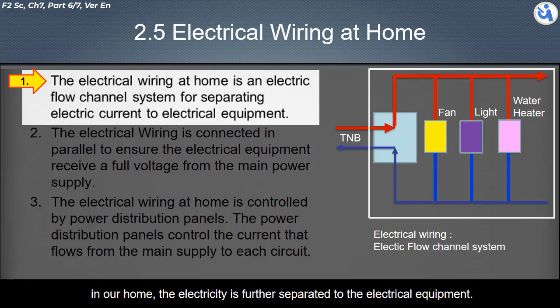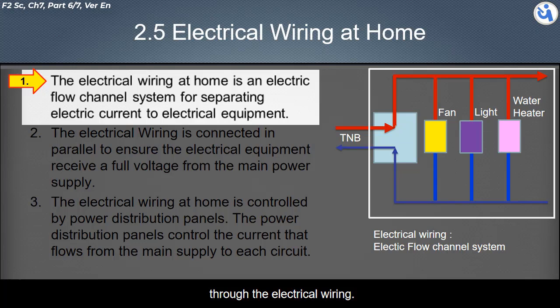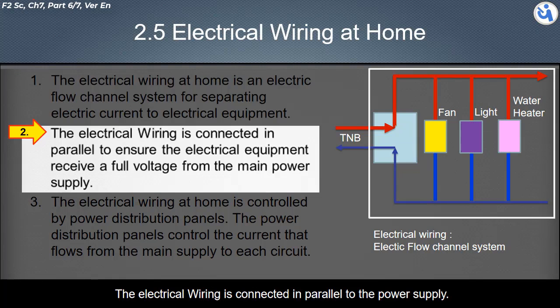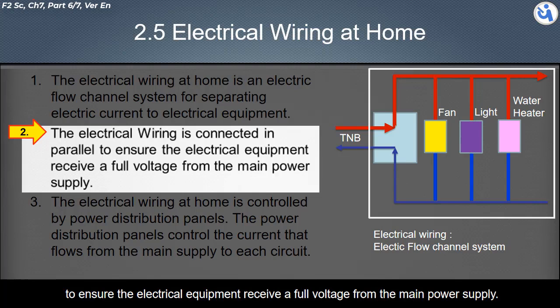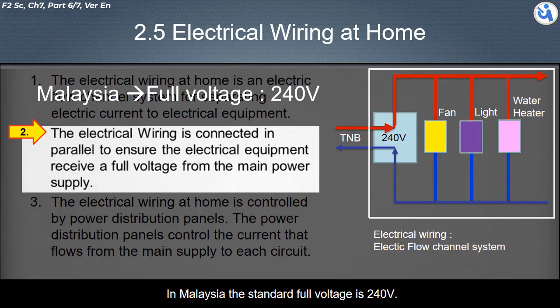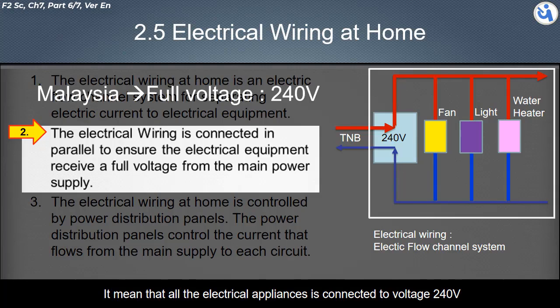In our home, the electricity is further separated to the electrical equipment through the electrical wiring. The electrical wiring is connected in parallel to the power supply to ensure the electrical equipment receives full voltage from the main power supply. In Malaysia, the standard full voltage is 240 volts. It means that all the electrical appliances are connected to 240 volts.